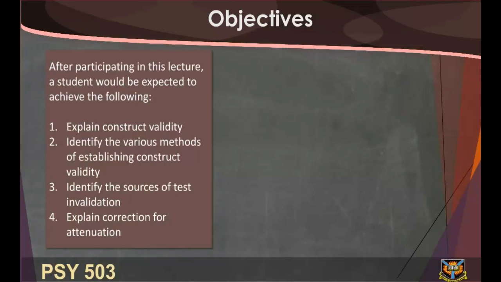Objectives. After participating in this lecture, a student will be expected to achieve the following. 1. Explain construct validity. 2. Identify the various methods of establishing construct validity. 3. Identify the sources of test invalidation. 4. Explain correction for attenuation.